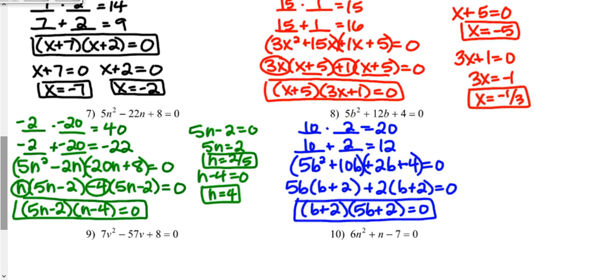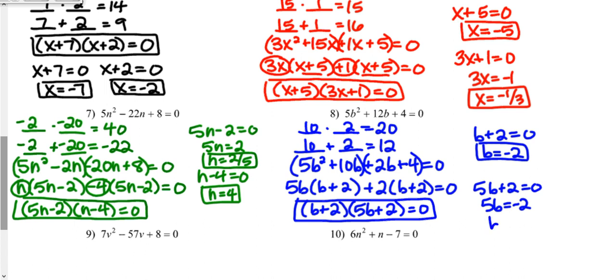And then we're going to go to the zeros. So b plus 2 equals 0, and 5b plus 2 equals 0. If I subtract 2 on both sides here, I get b equals negative 2. If I subtract 2, I get 5b equals negative 2, but I still have to divide by 5. So b equals negative 2 fifths.